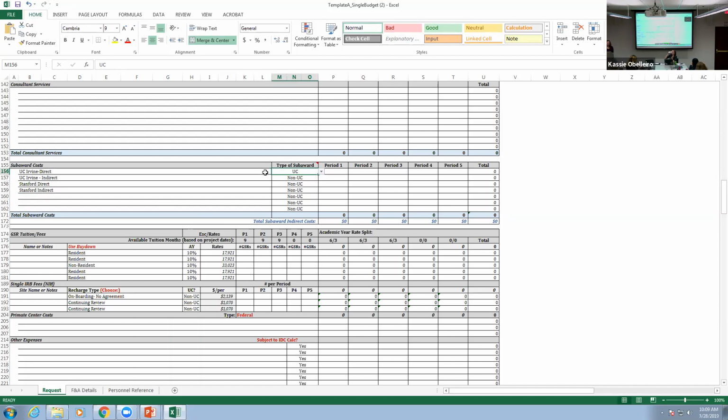UC subawards are always excluded from our F&A rate, even if our F&A rate is total cost or total direct cost. We never charge on another UC sub because technically it's all the regents and it's not a true subaward in the same sense that others are. So we never charge on the first 25K.